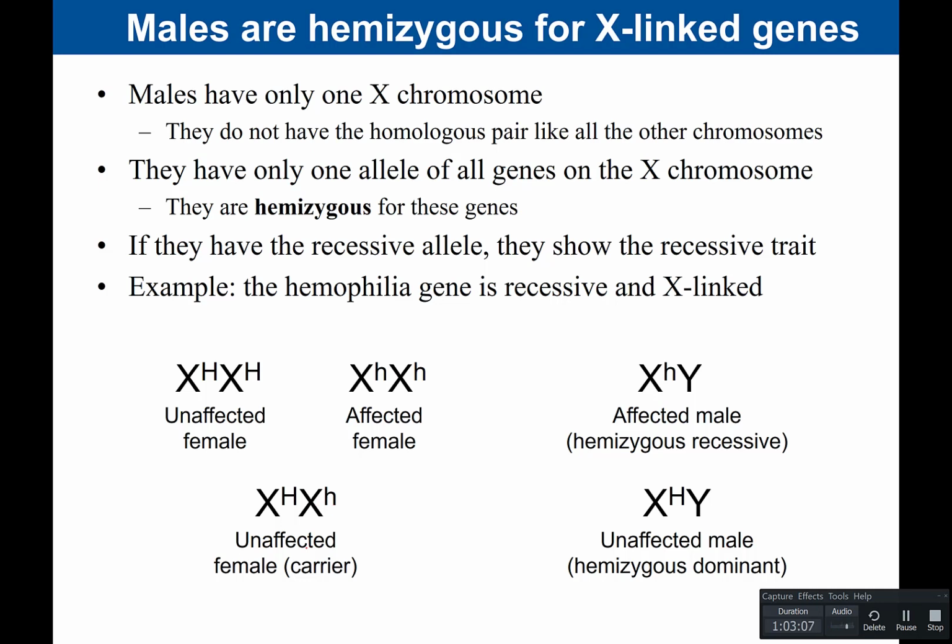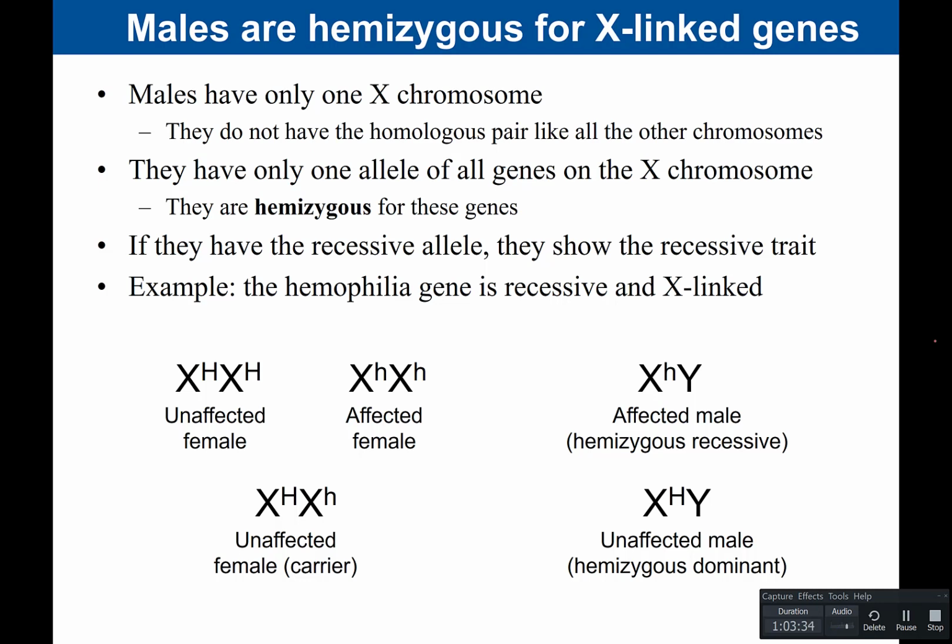X big H, X little h is an unaffected female, but she's a carrier. So she doesn't have hemophilia, but she does carry it because she still has a good copy. X little h, X little h is an affected female. She would have hemophilia.